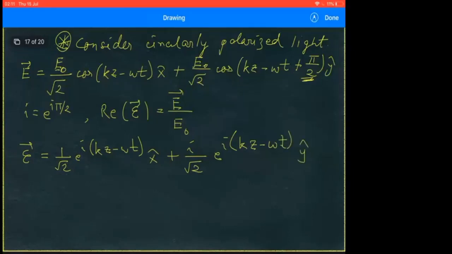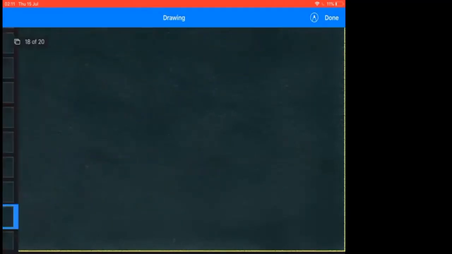Once I write it this way, I can immediately draw the analogy that SY plus is right circularly polarized, whereas SY minus is left circularly polarized light. The central takeaway in this analysis is that, correspondingly, the way we are going to represent SY plus minus is going to be 1 by square root 2 SZ plus, plus or minus, i by square root 2 SZ minus.